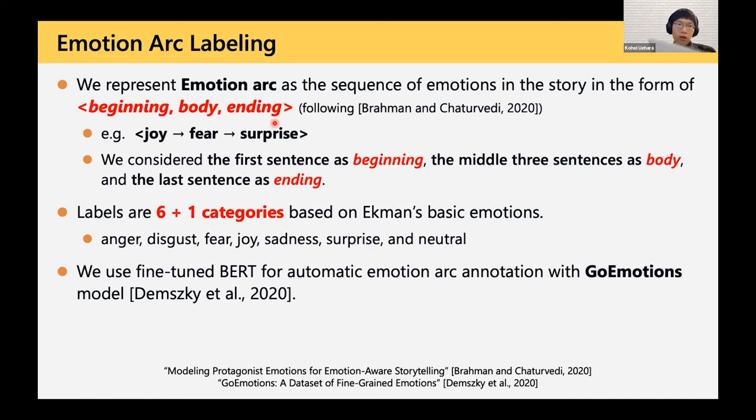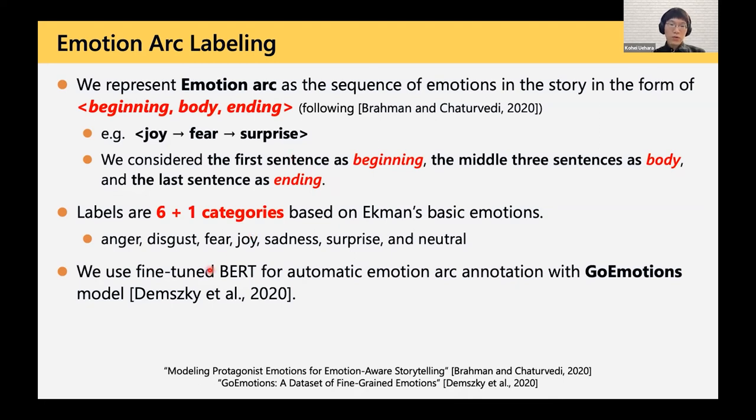For example, if the story starts with a joyful emotion, becomes fearful in the body part and becomes surprised at the end, the emotion arc is represented as joy, fear, and then surprise. Since an image narrative consists of five sentences, we consider the first sentence as beginning, the middle three sentences as body, and the last sentence as ending. We use seven categories for the emotion based on Ekman's basic emotions.